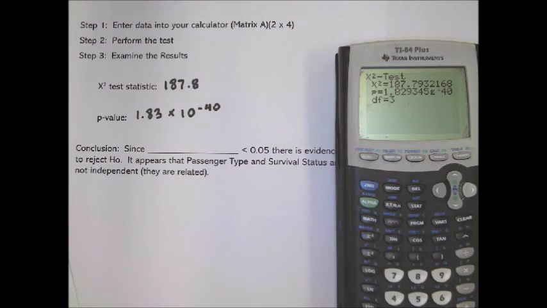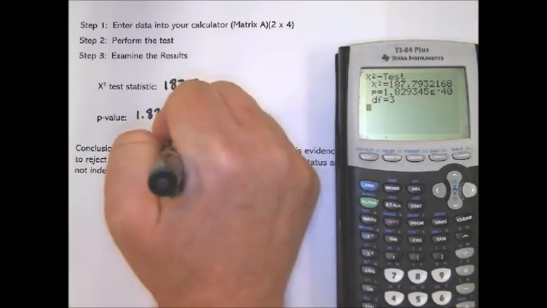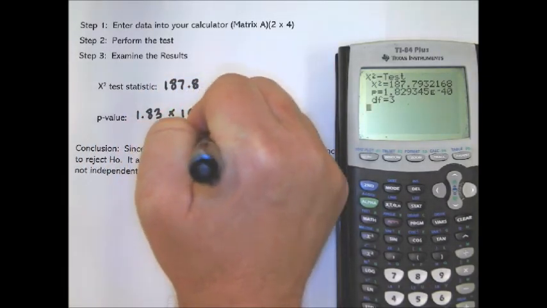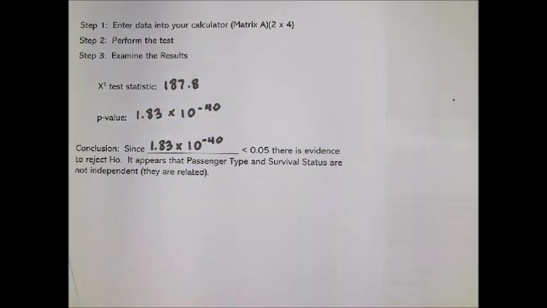So our conclusion, we're going to do a p-value conclusion. Since 1.83 times 10 to the negative 40th is less than 0.05, our alpha value, there is evidence to reject HO. It appears that passenger type and survival status are not independent. Or if you used the HO and the HA with the word related, then the HA would be they are related.